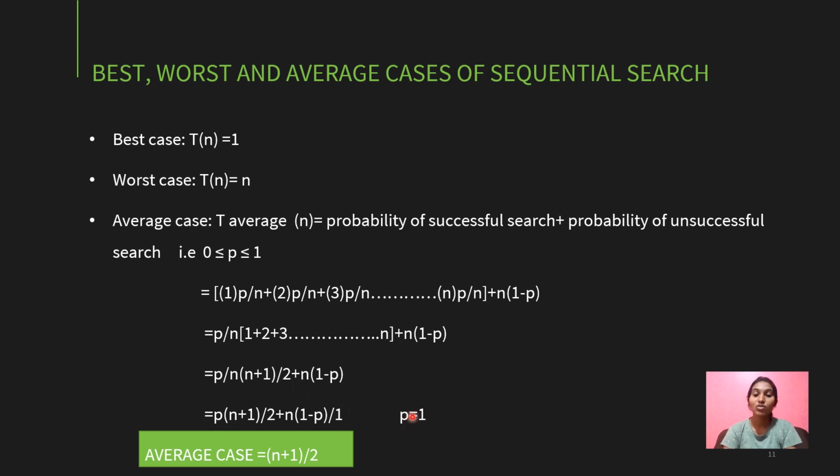So if we substitute p equals 1, n into 1 minus p becomes 0 because 1 minus 1 is 0, so the overall term becomes 0. So the average case is n plus 1 divided by 2, because if we substitute p equals 1, here p becomes 1, so n plus 1 divided by 2 and this whole term becomes 0. So the average case will be n plus 1 divided by 2. So these are the best, worst and average cases of the sequential search algorithm.